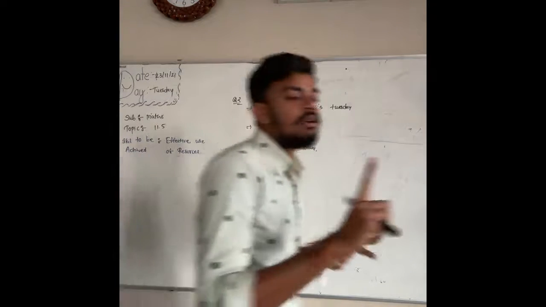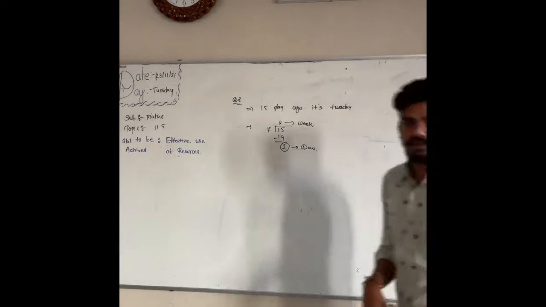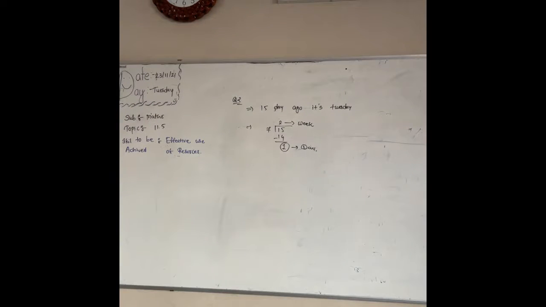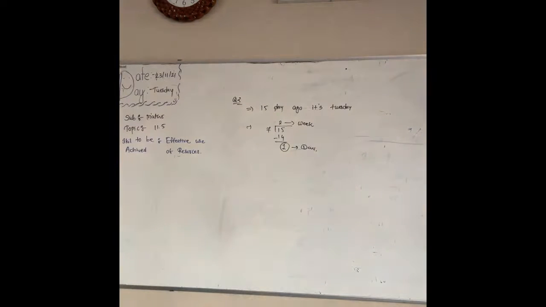And we know now, if today is Tuesday, then after 1 week, again it will be Tuesday. Same way, over here, if 15 days ago it was Tuesday, after 14 days, means after 2 weeks, it will be Tuesday again. And then one more day after that, which day will come? Wednesday. That means today is Wednesday. Then?